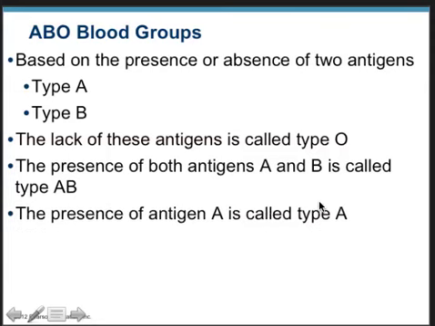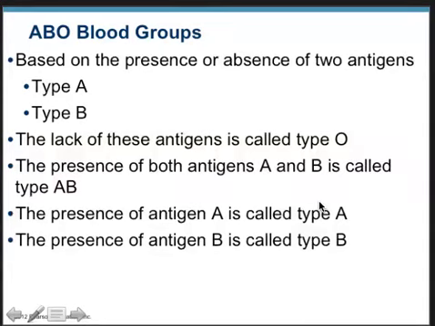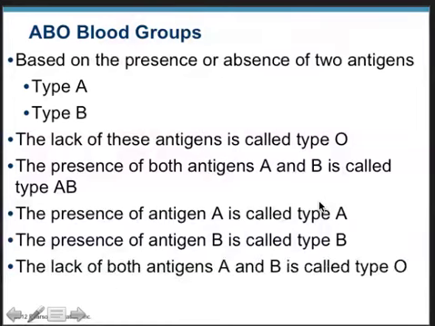The presence of only antigen A on the surface of the red blood cell is termed type A. The presence of only antigen B is termed type B. The lack of both antigens is termed type O. In each case, there are going to be a collection of sugar molecules on the red blood cell surface. The A will have a certain collection of sugars, the B will have a different collection, and the O will have a different collection still.